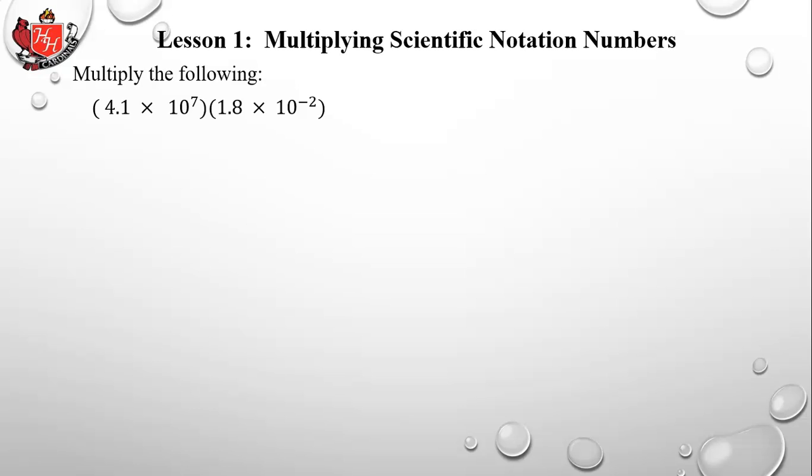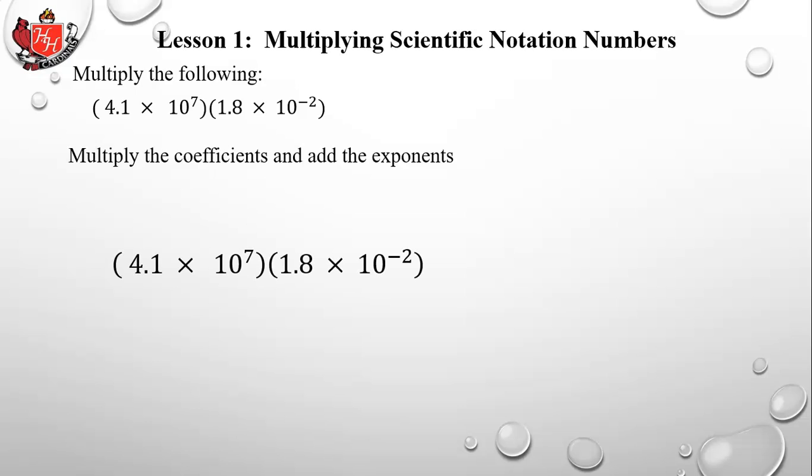Okay, now we're going to multiply. Multiplying is pretty simple. Multiply the coefficients and add the exponents. That's all there is to it. So you take those two numbers, you multiply 4.1 times 1.8, and you add 7 plus -2, or you can say 7 minus 2. 4.1 times 1.8 is 7.4, and 7 minus 2 is 5. So that's how you do a multiplication in scientific notation.